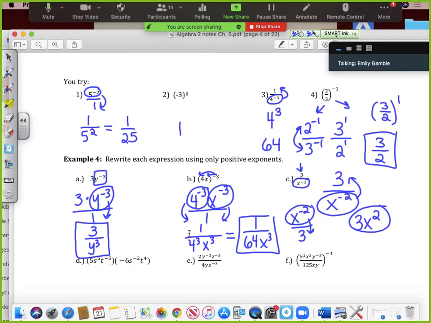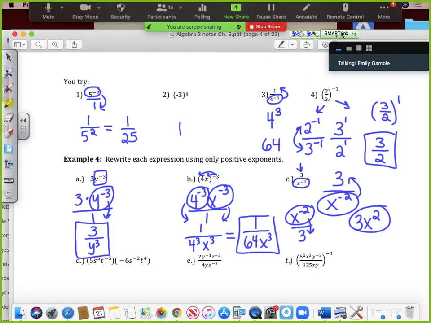All right, moving down the line, letter D, I have in parentheses 5 times s to the 5th times t to the negative 5th, all being multiplied by negative 6, s to the negative 2, t to the 4th. So looking at these problems, the first thing you have to identify is if there are any power rules, because those have to be done first, meaning that there's additional powers on the outside of the parentheses, and there aren't any. So I can just begin solving this.